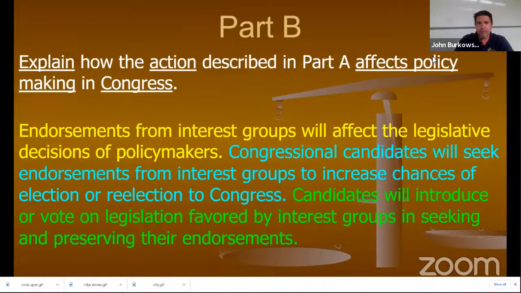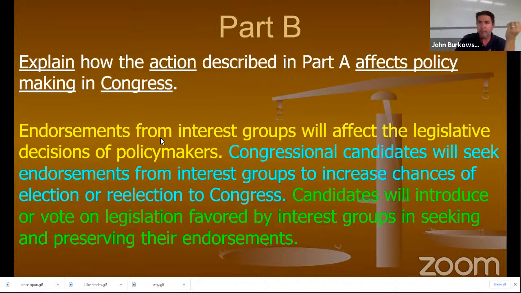Again, your brain is like, whoa, but remember, limit to what was the action? You identified that. Endorsements from interest groups will affect the legislative decisions of policymakers. Yeah, is this kind of restating the prompt here? That's fine, good, okay. That's part of the identification. Notice how you have to identify. It's not an explicit task in the questions, but you're doing it as part of the process.